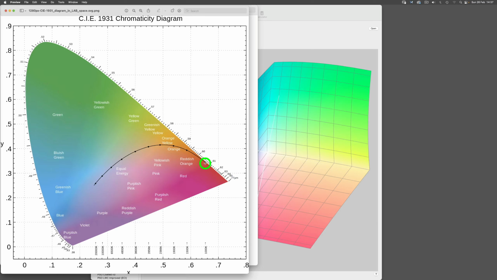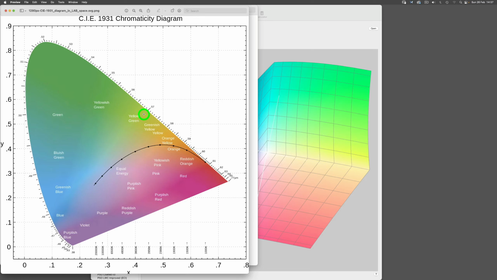If you want to know what this little black line is here, this is the Planckian locus. And you usually find that your D50, D55, D60, D65 white points fall on the Planckian locus. Other than that, I'm not going to talk about the Planckian locus because it's of no real consequence to us here.